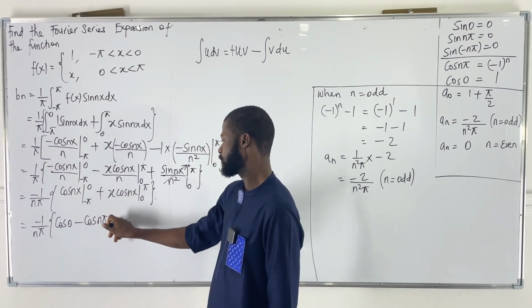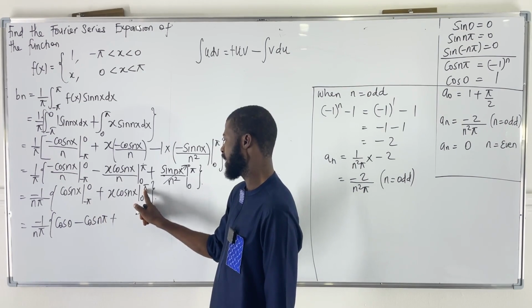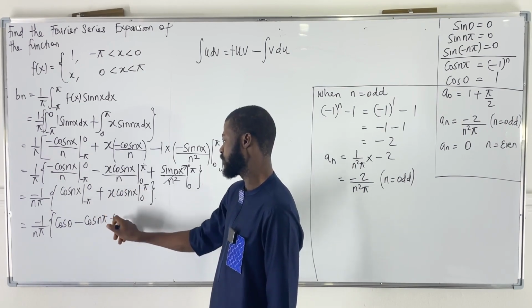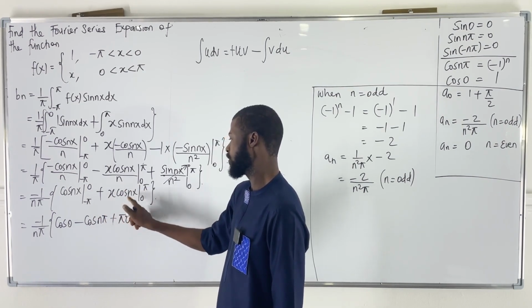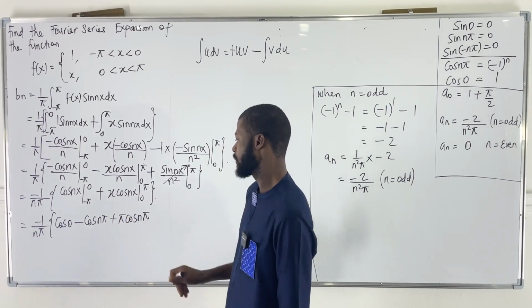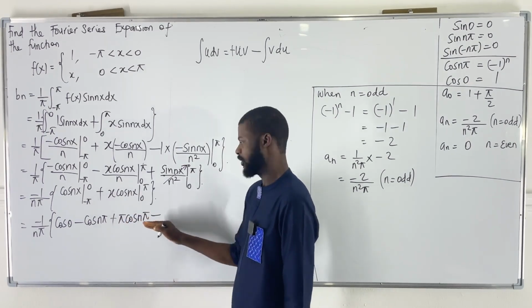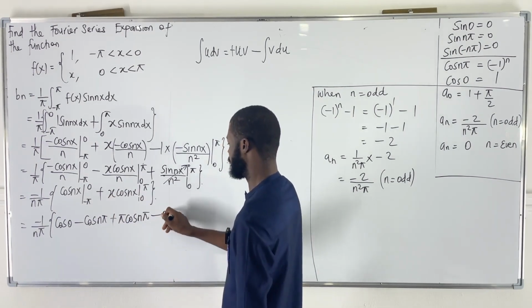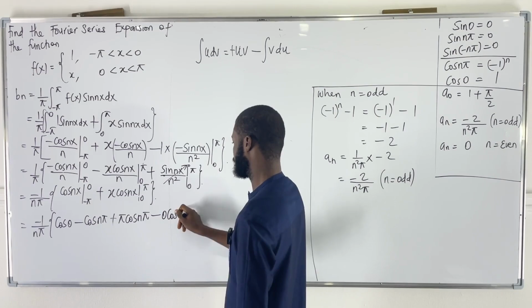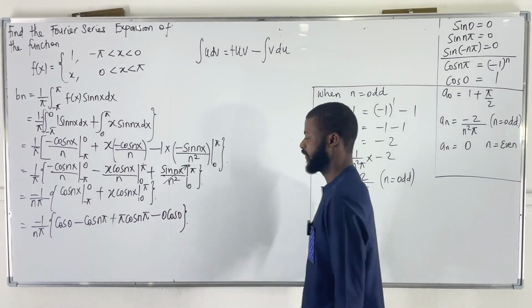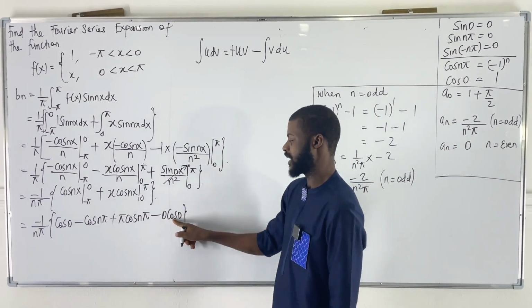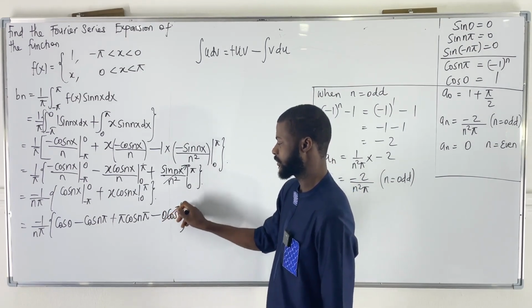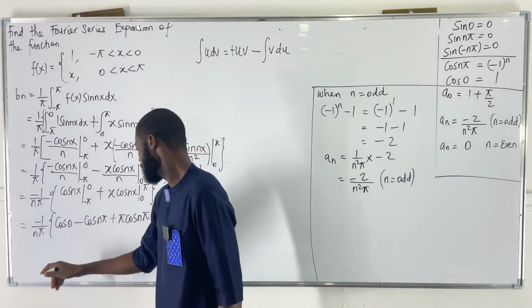So the next one, I'm going to put x as pi. So this will be pi cos n pi. And then minus for the lower limit of this part: if x is 0, this will be 0 cos 0. But this part will just be 0, because 0 times anything is 0. So that guy is gone. Let's proceed.